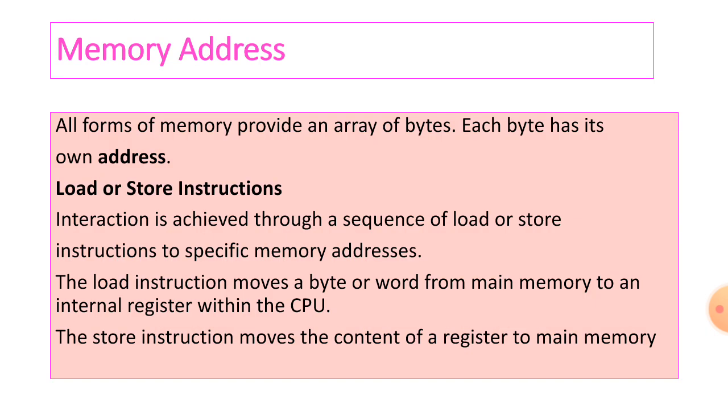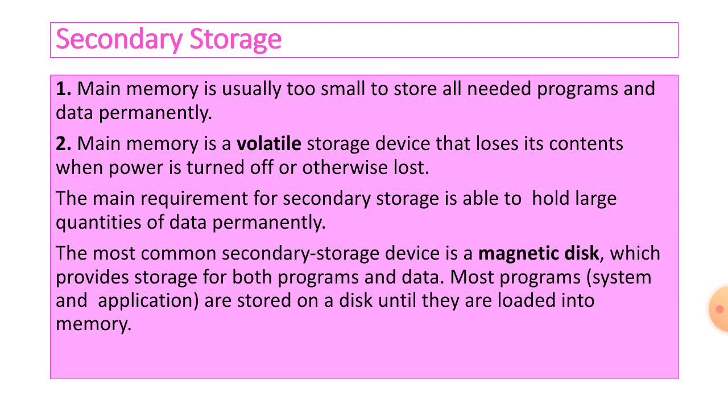Memory address. All forms of memory provide an array of bytes. Each byte has its own address. Interaction is achieved through a sequence of load or store instructions to specific memory addresses. The load instruction moves a byte or word from main memory to an internal register within the CPU. The store instruction moves the content of a register to main memory.